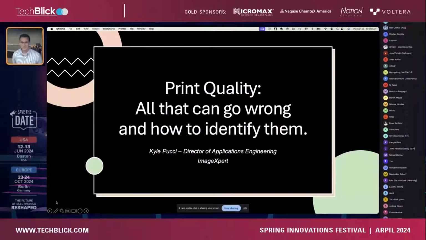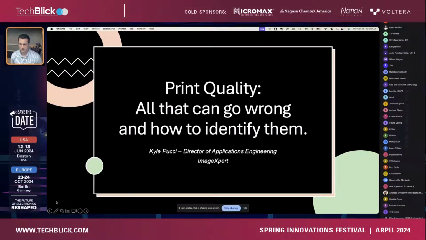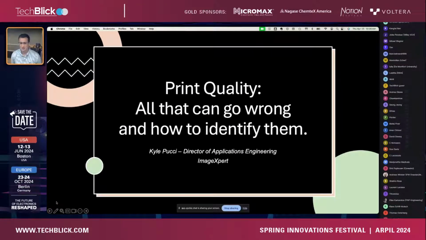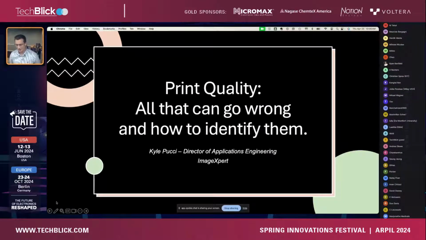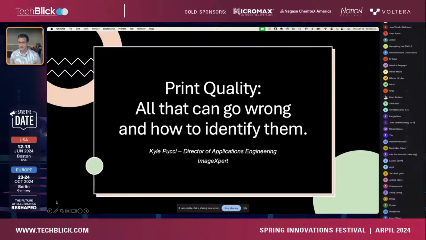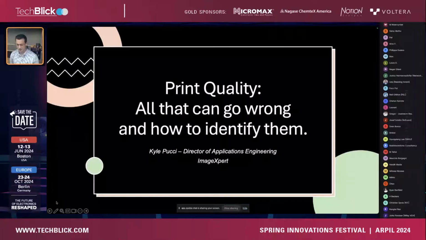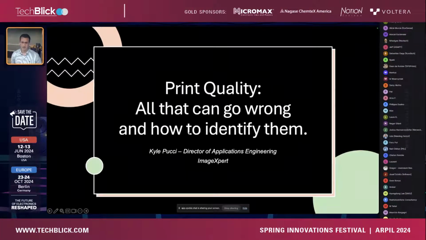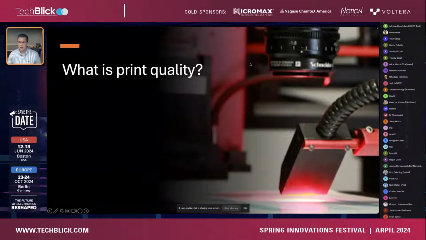Hi, everyone. My name's Kyle Pucci. I'm the Director of Applications Engineering here at ImageXpert, a company located near Boston, Massachusetts in the US. And today I'm going to be talking about print quality when it comes to printed electronics. I'll identify some of the most common things that go wrong when it comes to print quality in printed electronics, and then what are some of the tools that can be used to identify those things. So let's dive right in.